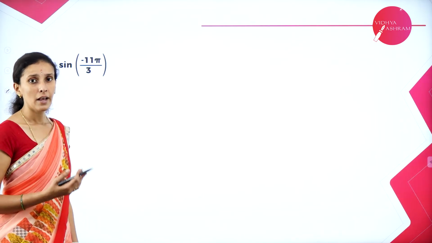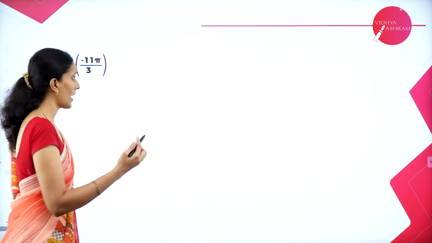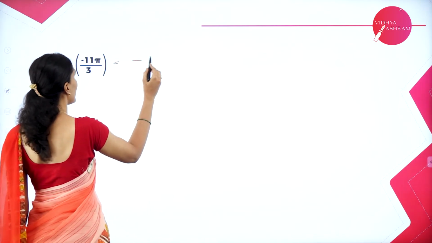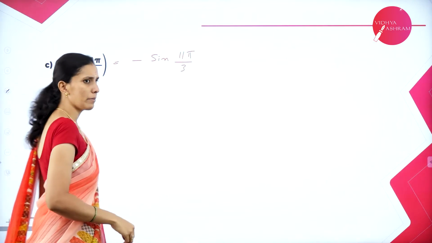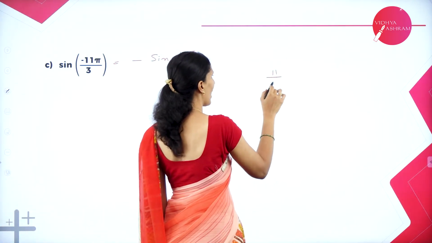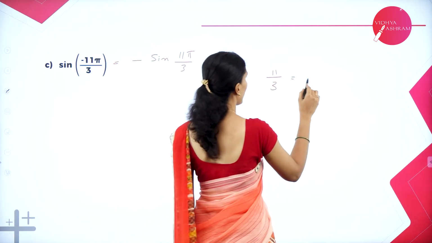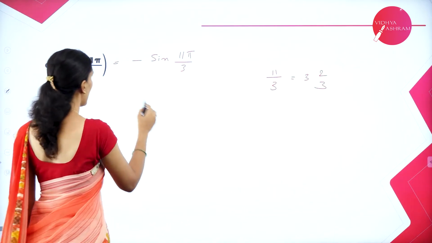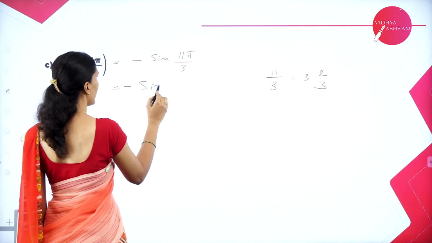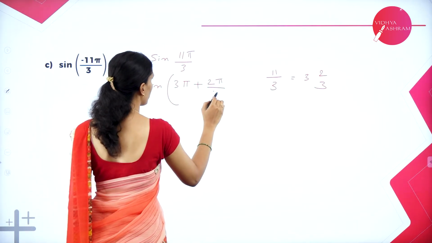Next we have sine of minus 11 pi by 3. I said sine of a negative angle is negative of sine. So let me write this as minus sine 11 pi by 3. Again we have 11 by 3, which is a fraction. Convert it into a mixed fraction like that. 3 3s are 9, remainder 2. So you can write this as minus sine of 3 pi plus 2 pi by 3.